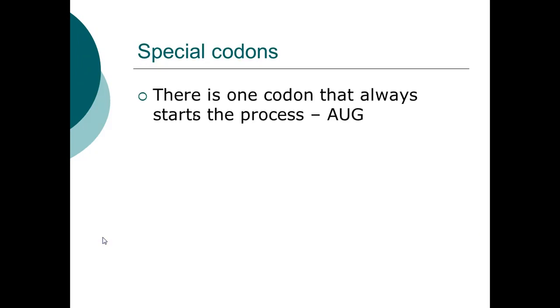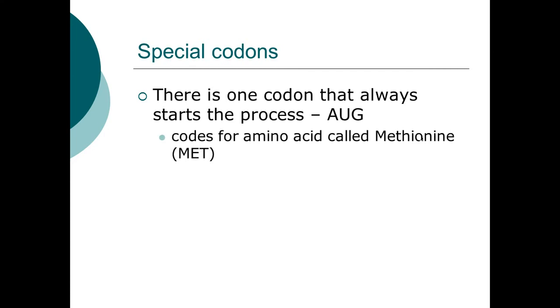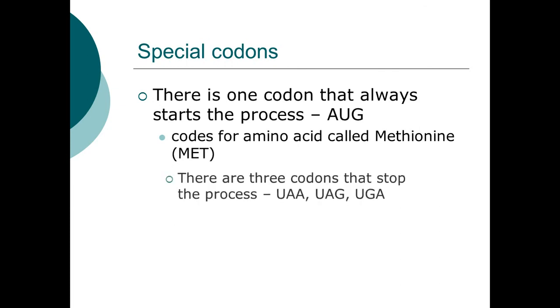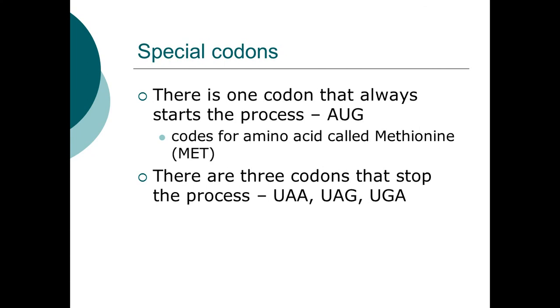There are some special codons. There's one codon that always starts the process. This codon is AUG. This codes for the amino acid called methionine, or MET. Methionine is always the beginning of any protein. There are 3 codons that stop this process: UAA, UAG, or UGA. Any 3 of those show up, and you know the protein is at the end.